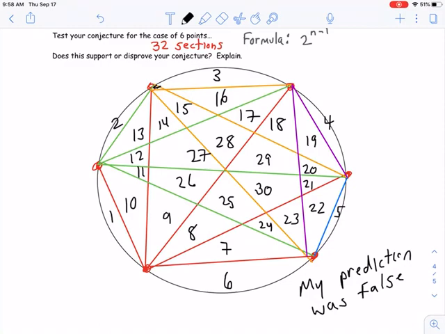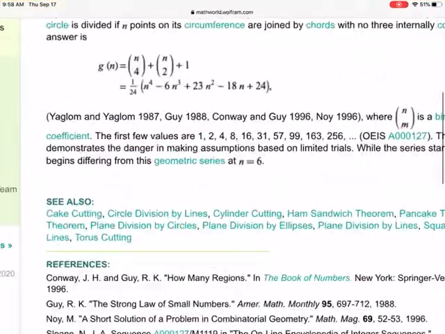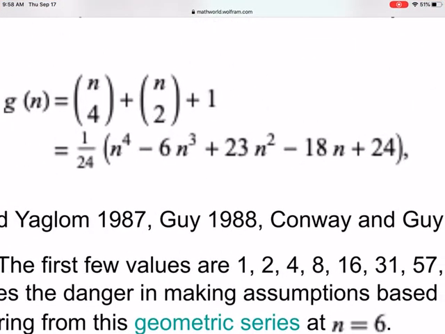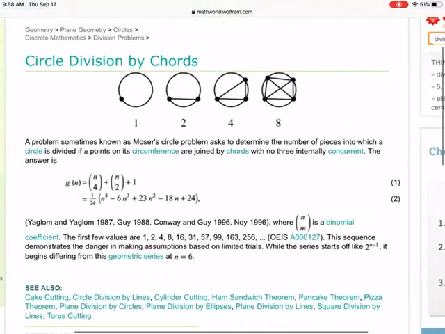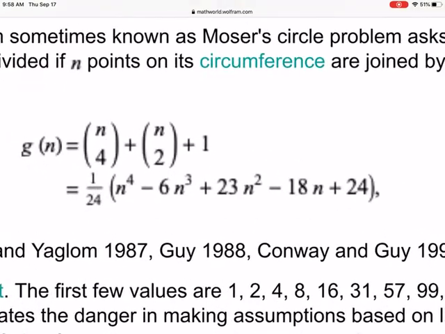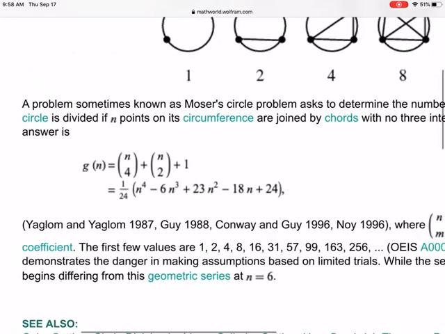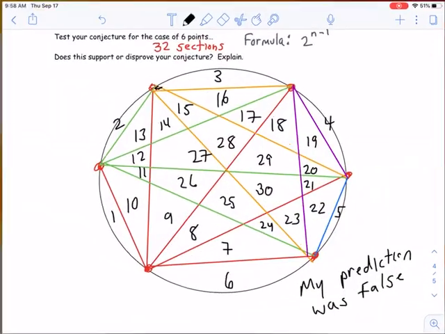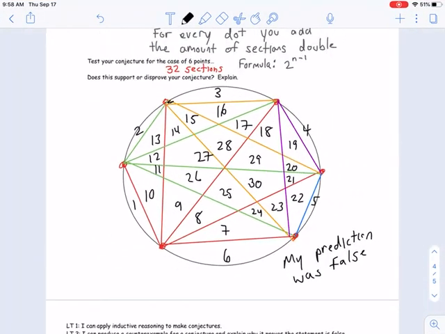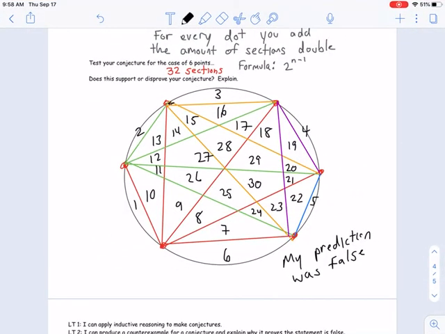Alright. The actual formula is this bad boy right here. It's circle division by chords. So we said it was just a simple 2 to the n minus 1. Nope. It's 1 divided by 24 times (n to the power of 4 minus 6n cubed plus 23n squared minus 18n plus 24). Alright. Obviously, that was my next guess. So that's a counterexample. Fun problem right there.